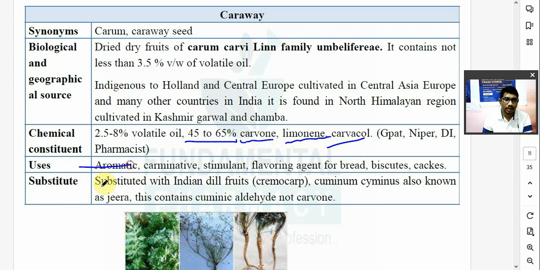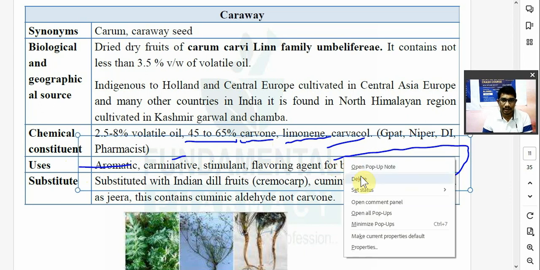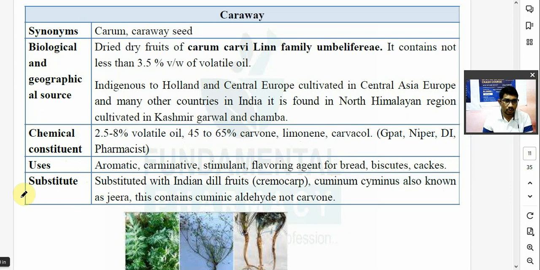What is its use? It is aromatic, carminative, stimulant, and a flavoring agent for bread, biscuits and cakes. Carvone is the main volatile oil content of caraway, caram. You have to remember it. It is substituted with Indian dill fruit. Indian dill fruit is also a cremocarp. So caraway is substituted with Indian dill fruit.